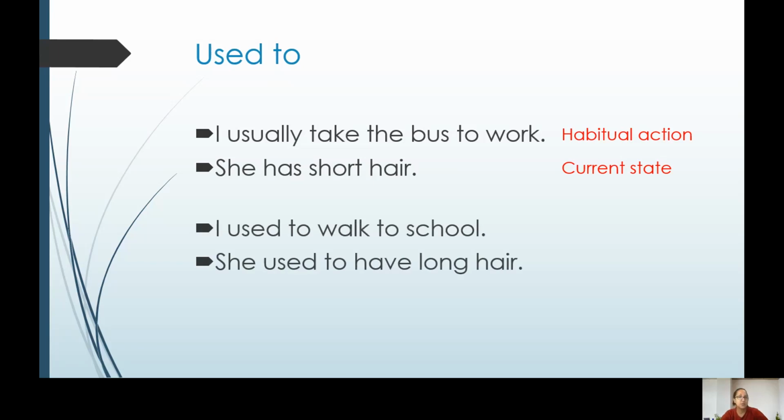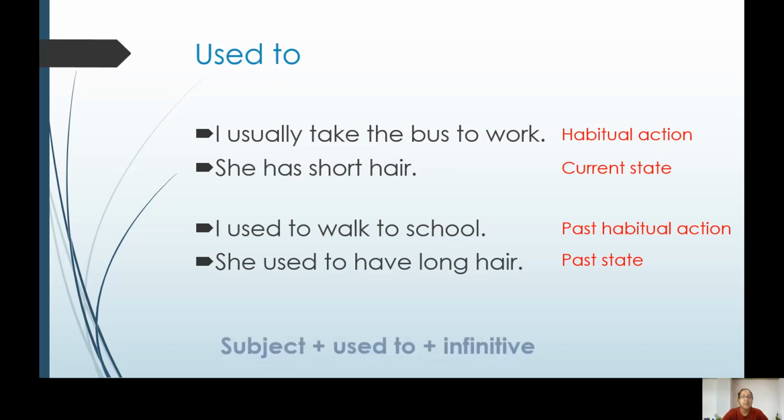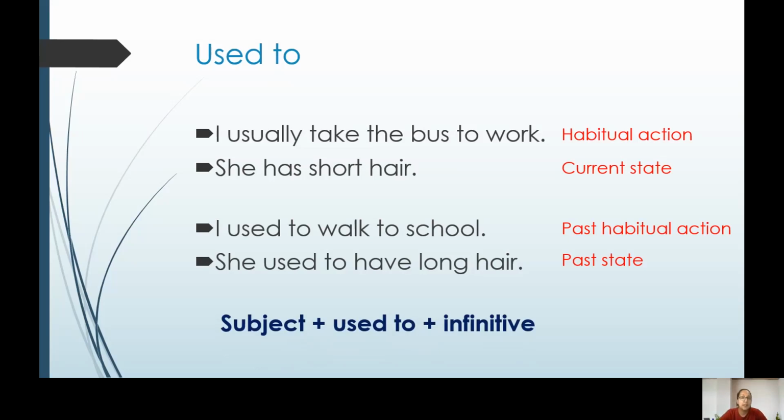I used to walk to school. She used to have long hair. Here, we use used to show the past. I used to walk to school is a habit, a regular action in the past. She used to have long hair. Again, have being a state verb, we're talking about a state in the past. We form it by taking the subject of the sentence, followed by used to, and then the infinitive.